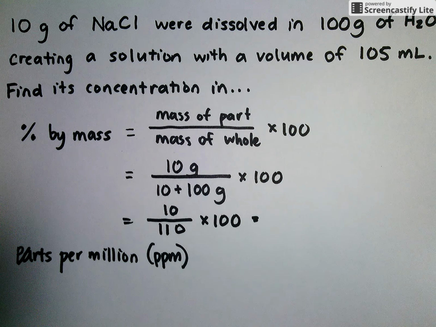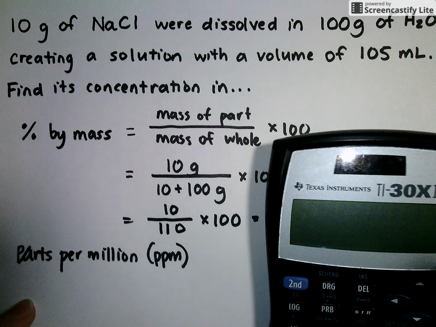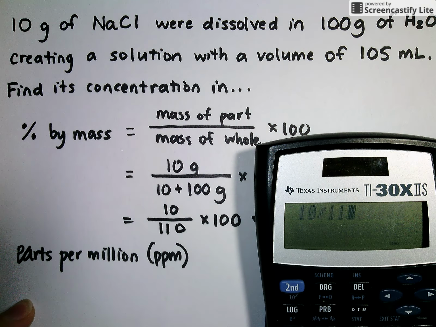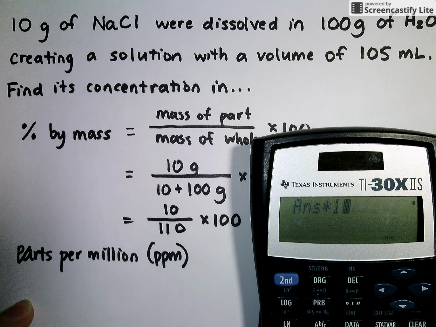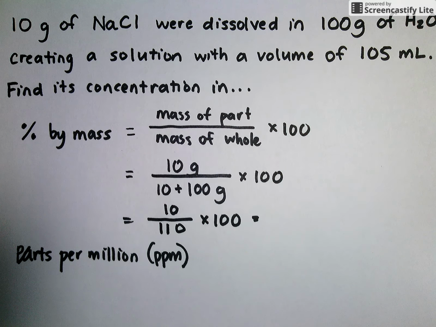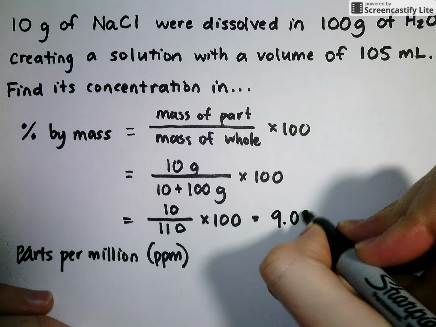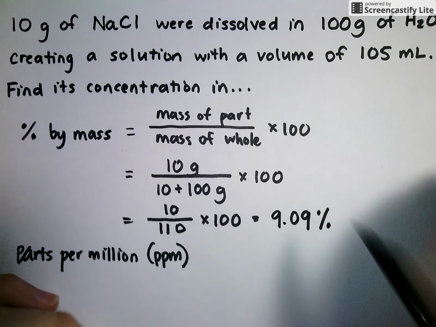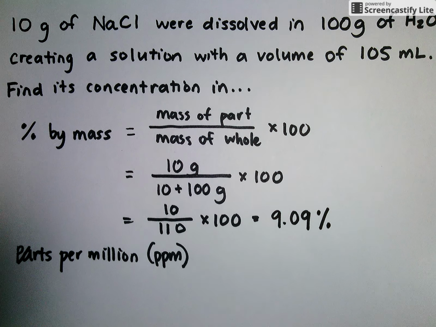Here, don't feel ashamed to let your calculator do the work. 10 divided by 110 times 100 will get you to your answer of 9.09%. So this particular solution is about 9% salt. That makes sense. 10 out of 110 gives you about 9%.